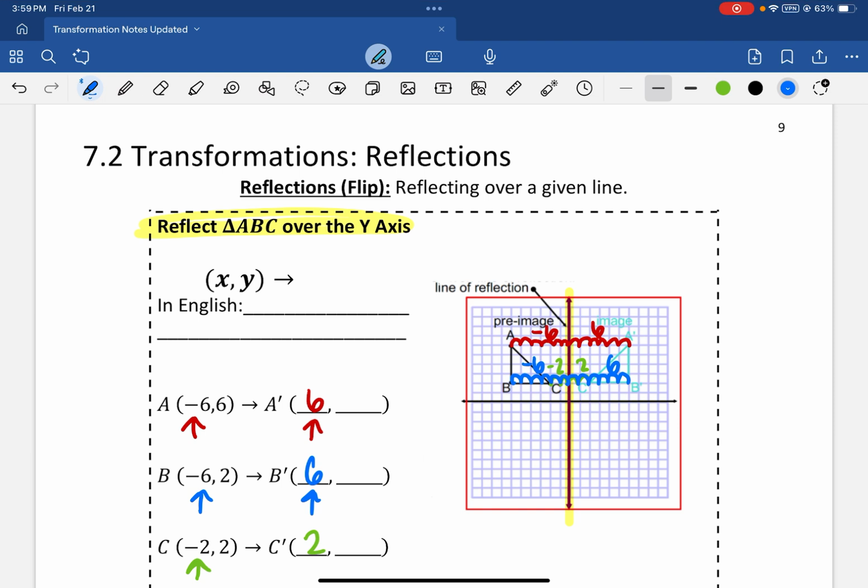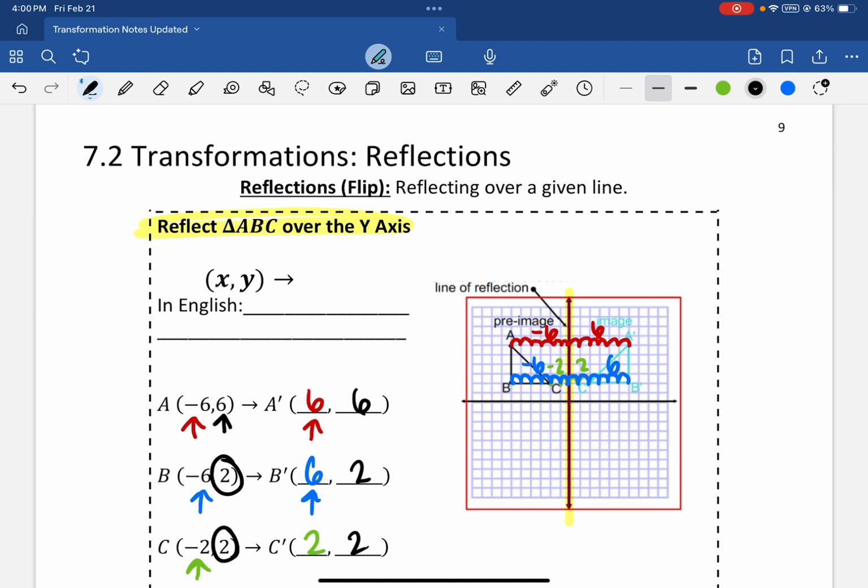Now, when we are reflecting over the y-axis, our y's actually stay the same. So what you're going to do is we're just going to write our y's to be the same. Here on A, our y is 6, so your y should stay a 6 as well. For A prime, you should go to the right 6 and up 6, and that should be where A prime is. And then for B prime, you can see that the y was 2, so it's going to stay the same. For C, the y was 2, so that's also going to stay the same. To the right 2, up 2.